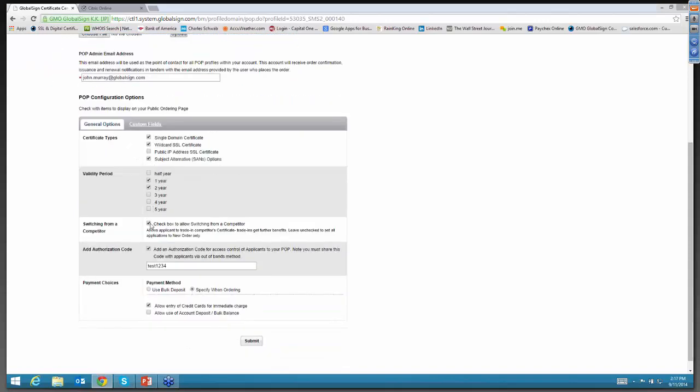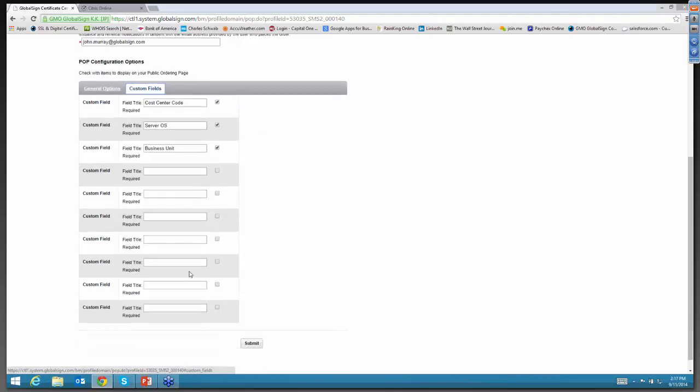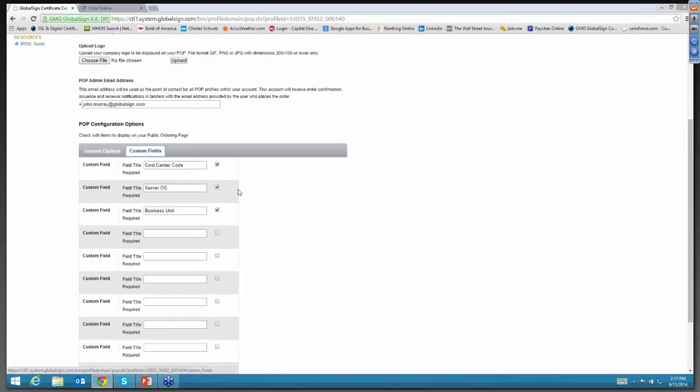You can select various options you may want to provide or not provide. You can also add custom fields to that form if you want to collect other types of business information, such as a cost center code, which we tend to see a lot now, where people are trying to tie certificates back to different parts of the business. You can enter up to 10 of these custom fields and force them or not force them to enter those values into the orders.